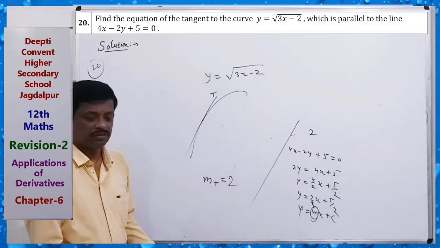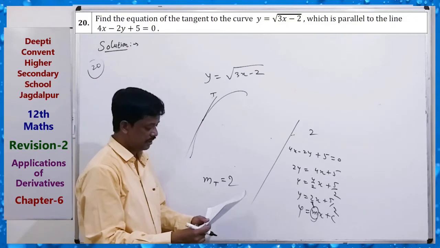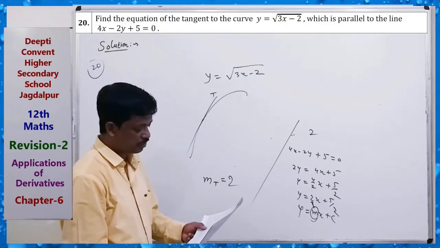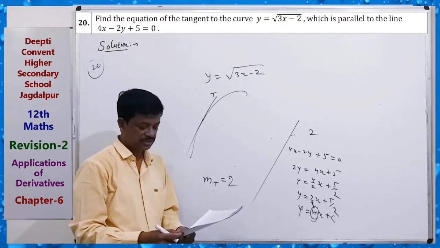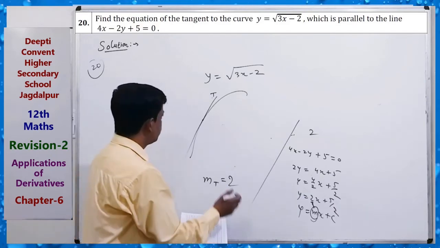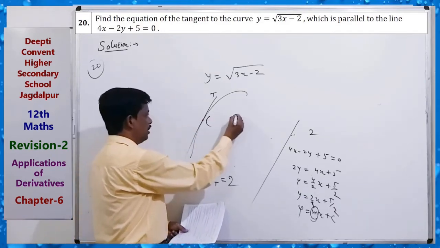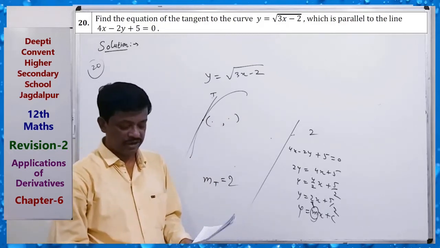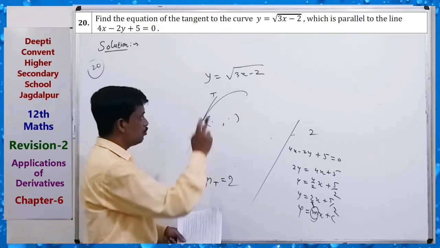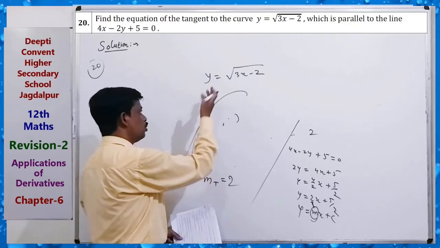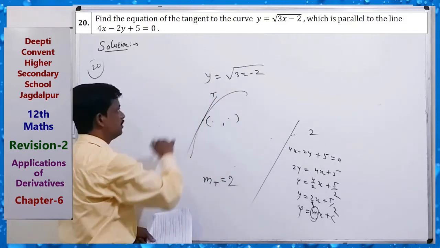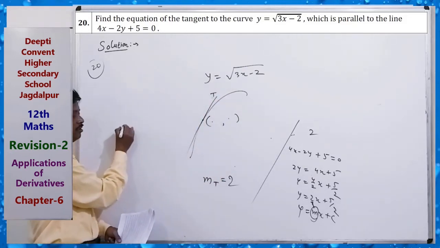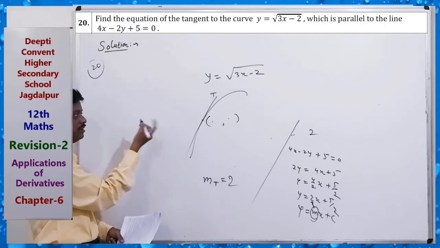We need the equation of the tangent which is parallel to this line. Now we have to find the point of contact. How can you find the point of contact? The slope can be found from here. Also we can find the slope from the curve.